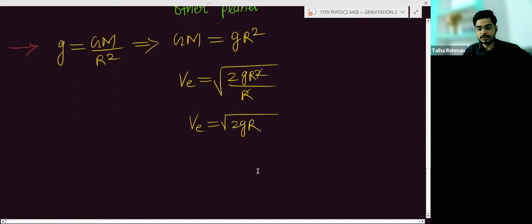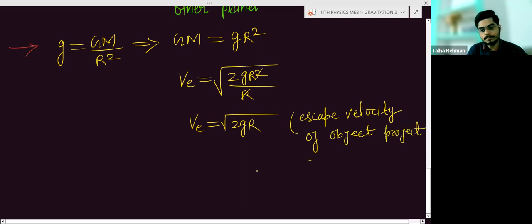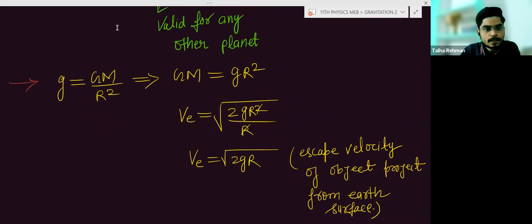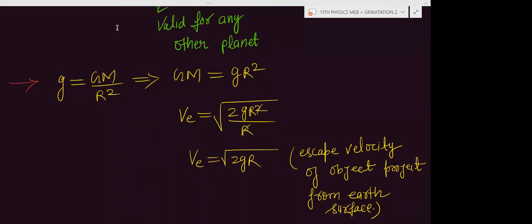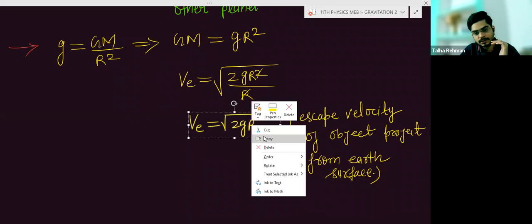This formula is valid for Earth only. Okay, this is the escape velocity of an object projected from Earth surface only. Why am I saying this formula is valid for Earth surface? Because we are using the value of g, and this is the g value for the Earth. Okay. Understanding? Yes, sir. Okay, so this is the escape velocity when you are throwing anybody from the surface of the Earth.